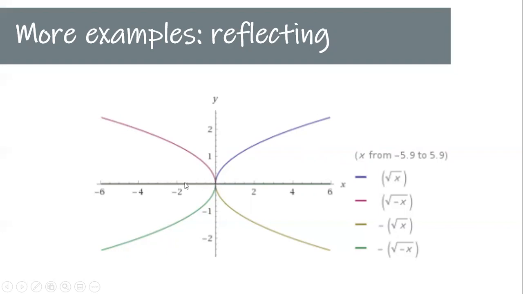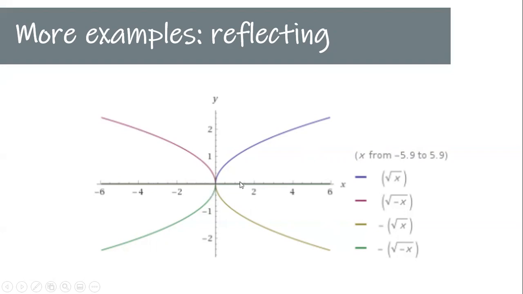Negative of a negative is positive. Negative of a positive is negative. So this is why it flips directly over here. Square root of negative negative 4 is just the square root of 4, which is 2, which is this point right here. Now we can also combine these and do both.